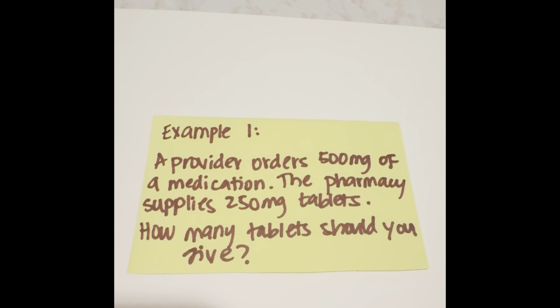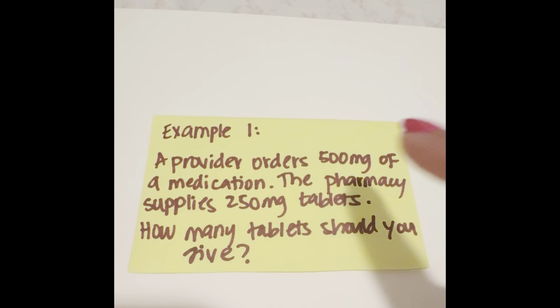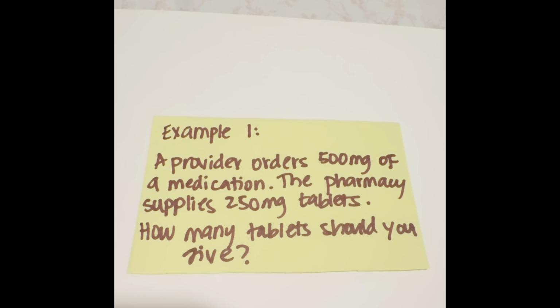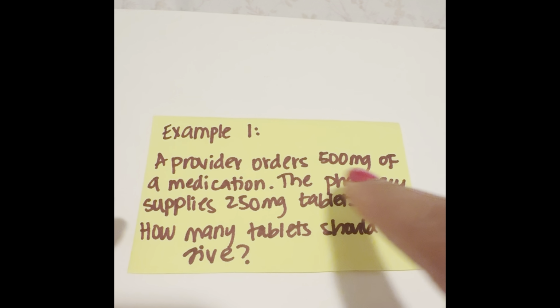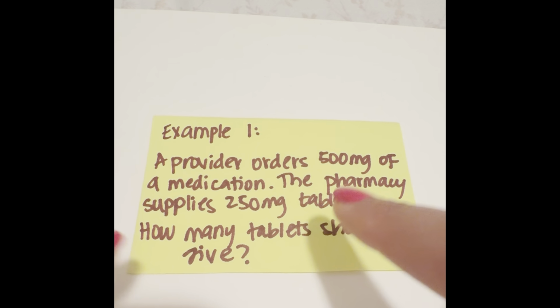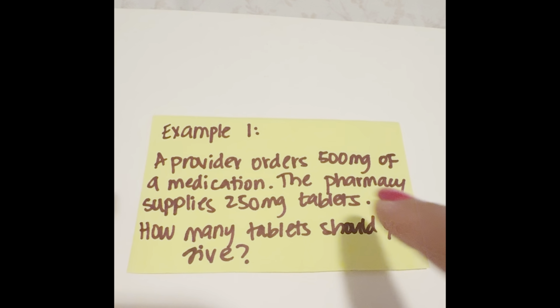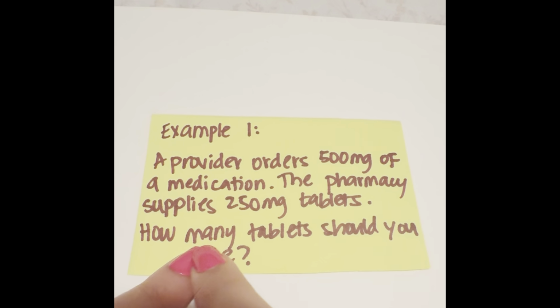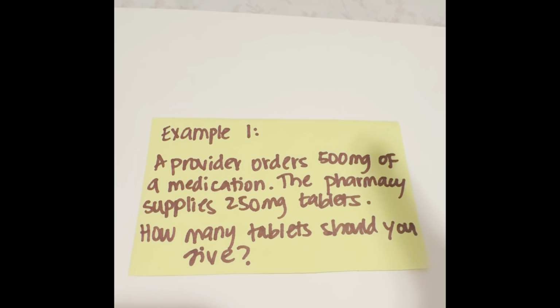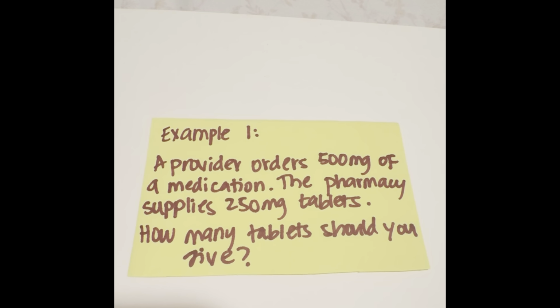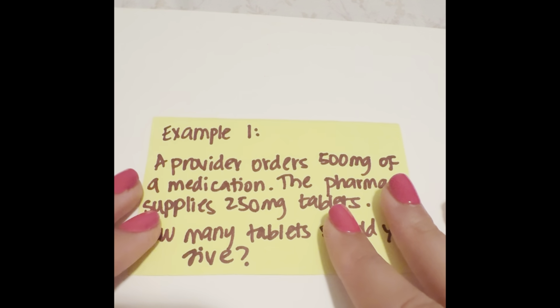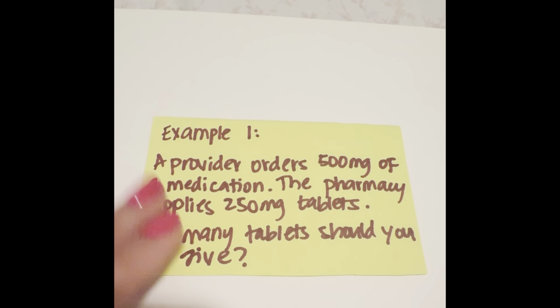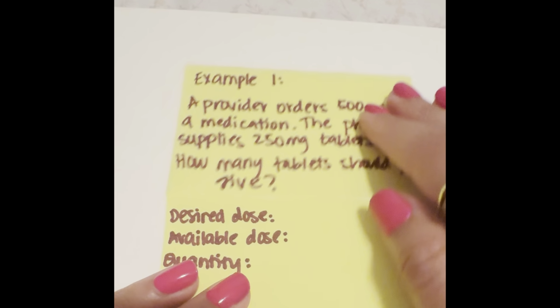Okay, example 1. We're going to read the question together. It says the provider orders 500 milligrams of a medication. The pharmacy supplies it in 250 milligram tablets. So how many tablets are you giving to the patient if the doctor ordered 500 milligrams? This is a very simple question, but I used it as our first example so we can understand how we're going to use the formula. Pretty easy, right? We're going to apply that here.